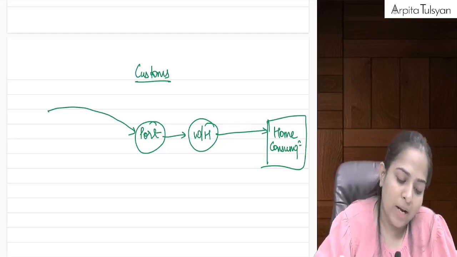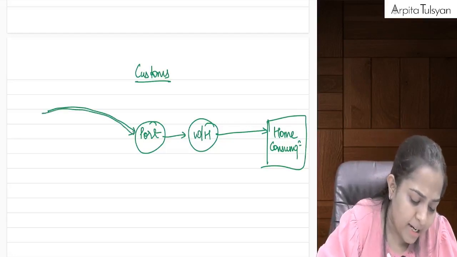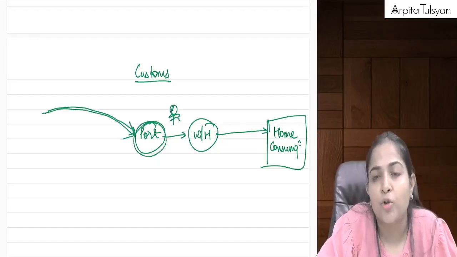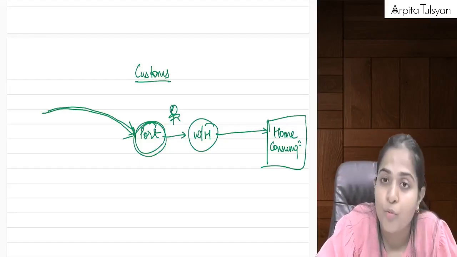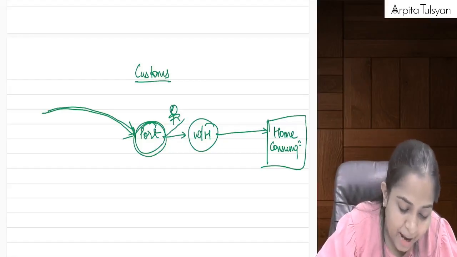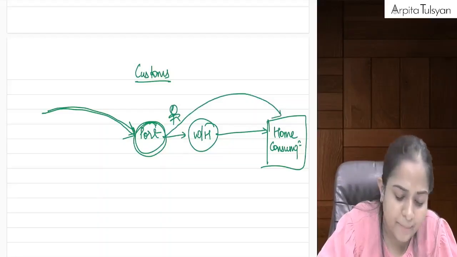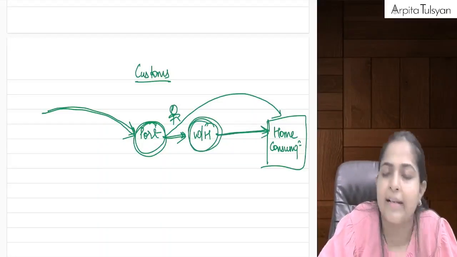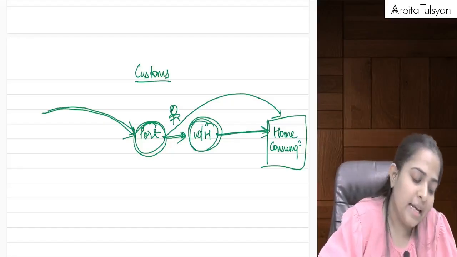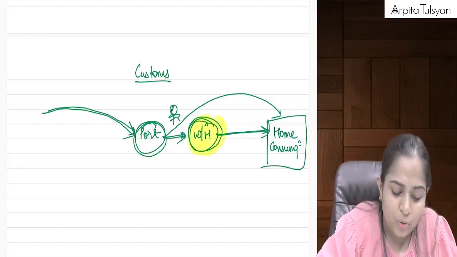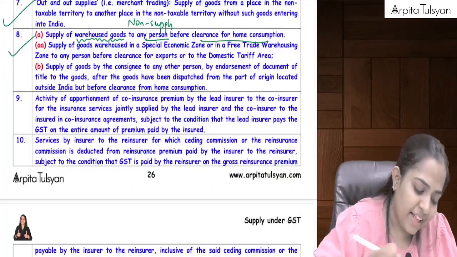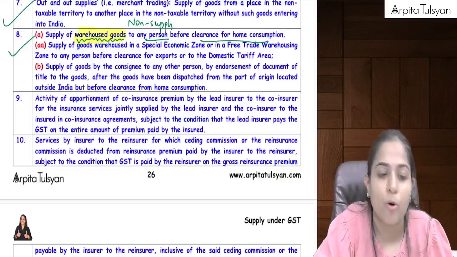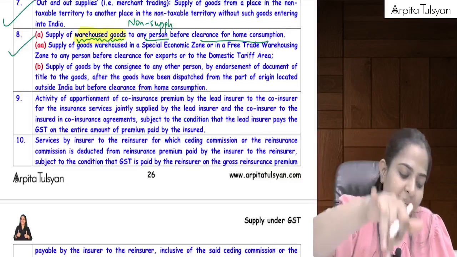So when the goods are imported and are at the port, the officer will ask you what you want to do with the goods. Either you can directly take it for home consumption, or you can keep it in the warehouse for some days and then clear it for home consumption. When the goods are kept in the warehouse, they are called warehoused goods.